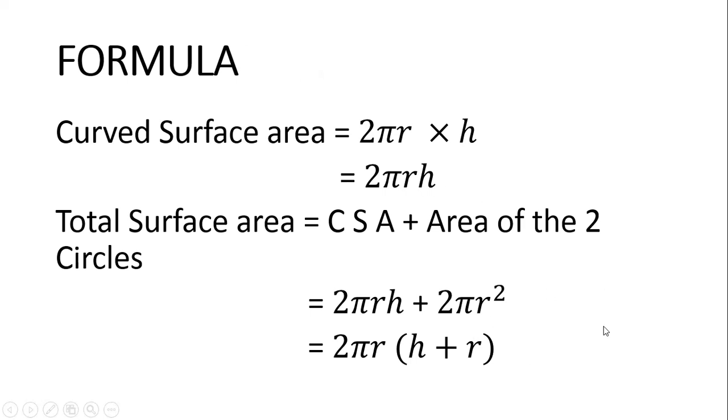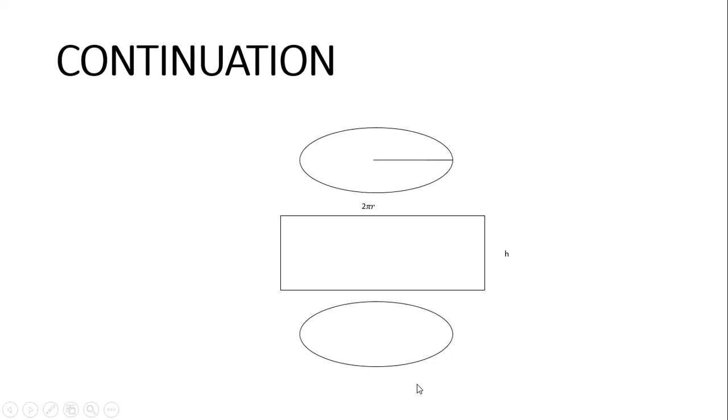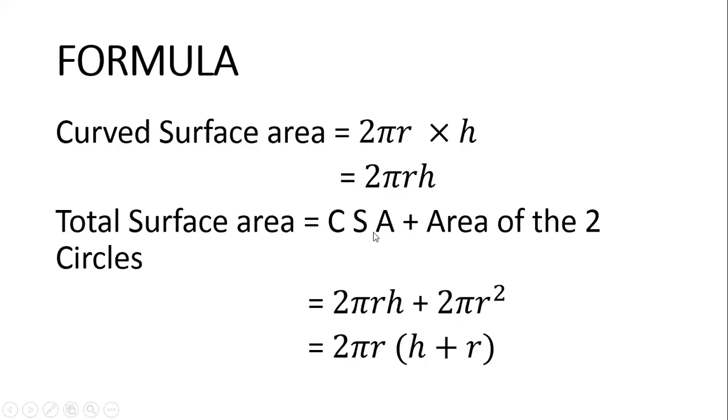Now, to get the total surface area, that simply means the two circles will also be involved. The area of the first circle is pi r squared. The area of the second circle is pi r squared. When that is added to the curved surface area, that's why we have the total surface area of a cylinder as the curved surface area plus the area of the two circles. That gives us 2 pi r h plus 2 pi r squared. When you factorize that, you can have it as 2 pi r into bracket h plus r.